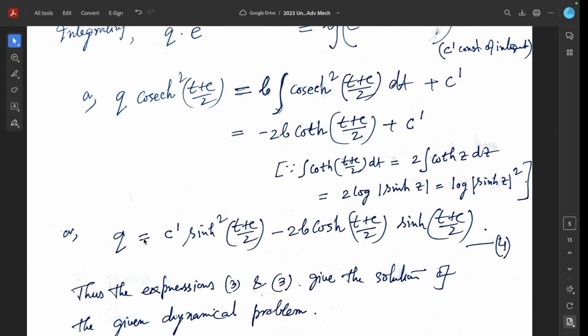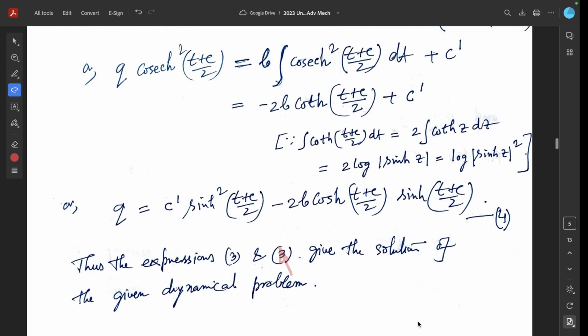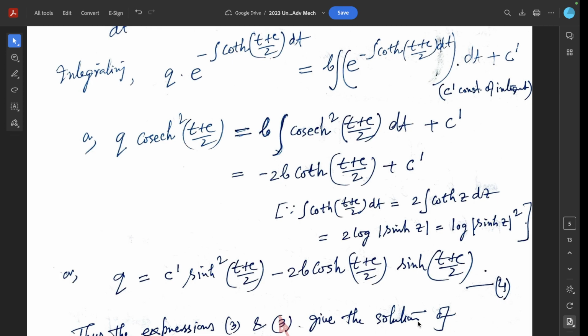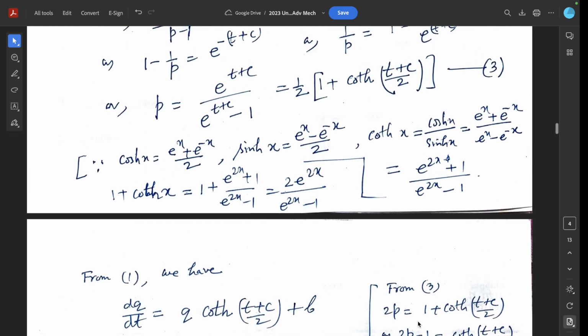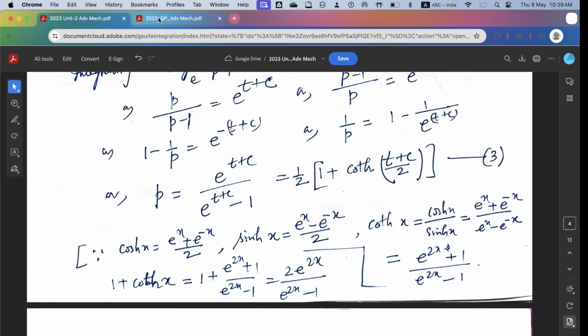So q equal to c dash sinh square((t plus c)/2) minus twice b cosh((t plus c)/2) into sinh((t plus c)/2), equation 4. Thus the expressions 3 and 4 give the solution of the dynamical problem. From 4 we get q, and from 3 we get the expression for p.